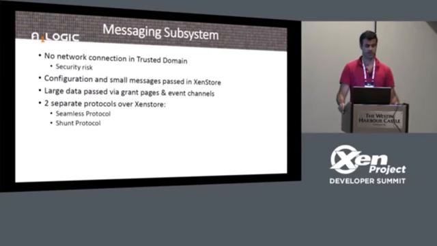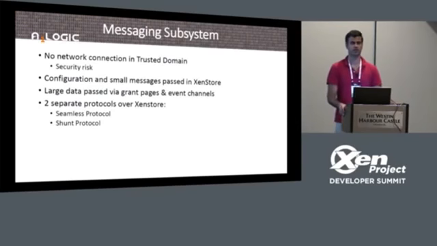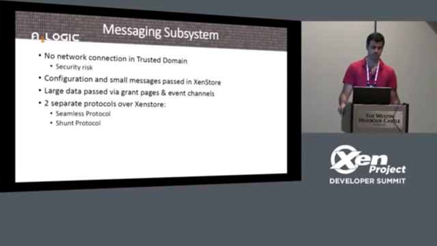We also pass configuration and small messages through XenStore. Large amounts of data are passed through grant pages and event channels, such as with many of the drivers that are available for Xen. We have two protocols that we implement over the messaging subsystem. One is the seamless protocol, and one is the Shunt protocol, which I will cover both of in more detail.